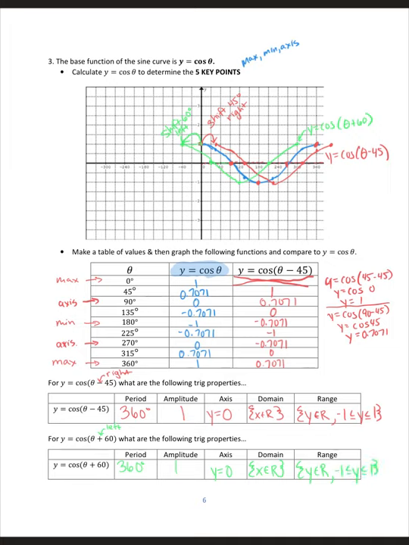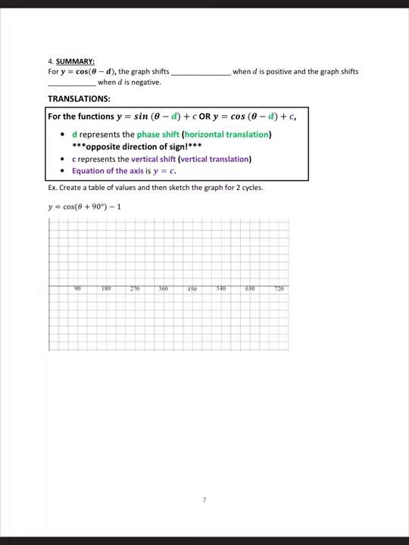So let's summarize what we did find though in terms of what is adding or subtracting something inside the brackets due to the base function. So for y equals cosine of theta minus d, the graph shifts left when d is positive, and the graph is going to shift right when d is negative. So when you have a minus d, it's going to move the base function to the right, and when you have a plus d, it's going to move it to the left. So that is the summary of our translations here, the two that we just covered, and then we're going to try a couple.